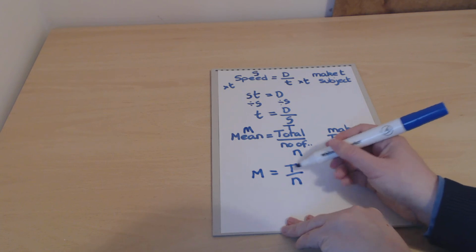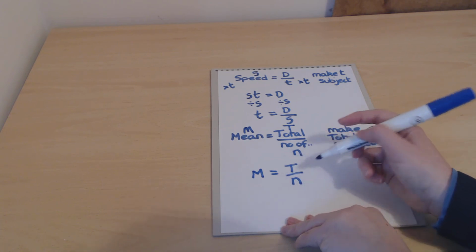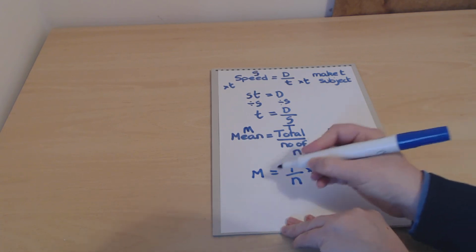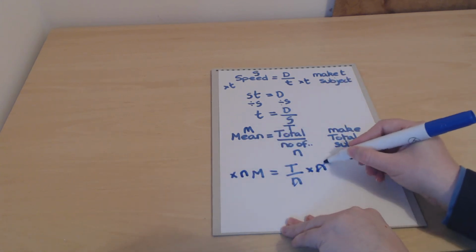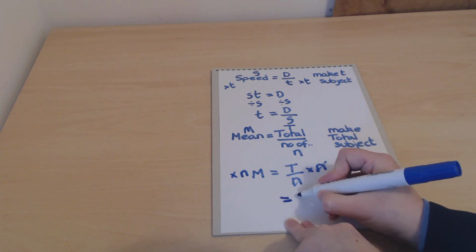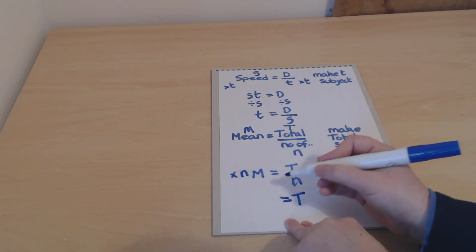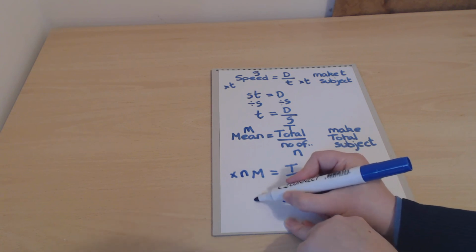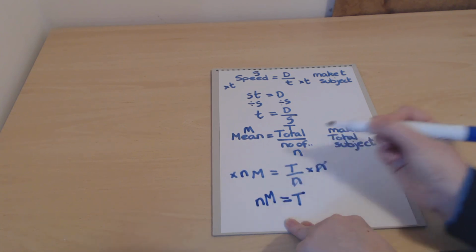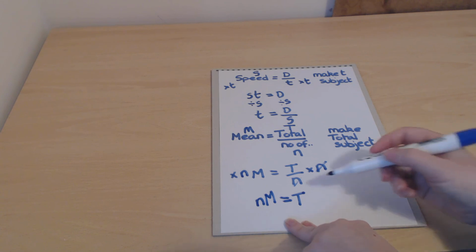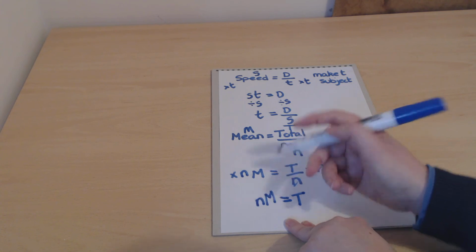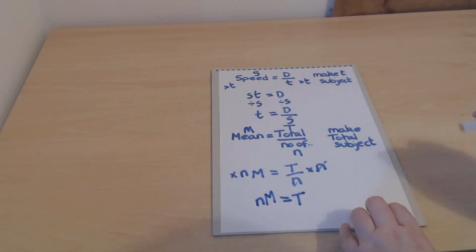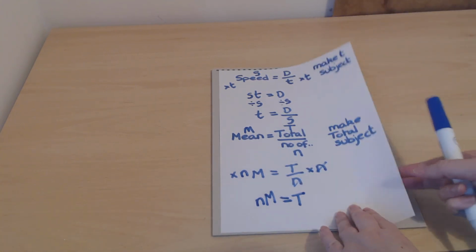So that means we need to get rid of this N, which is dividing the T. So we're going to multiply by N on both sides, because that cancels that and leaves us with the T on this side, and then on this side we've got N, M. So in other words, in order to work out what the total is, we'd multiply the mean by the number of data items we had. Let's look at some others.